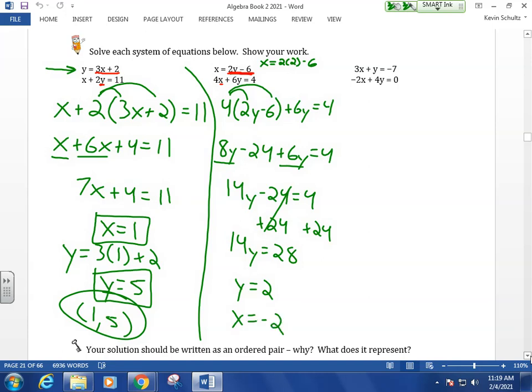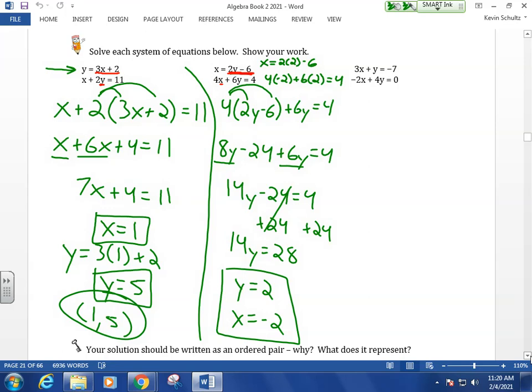Okay? For those of you who like to check your work, which I recommend that you do, since we used the top equation to get that negative 2, we really only need to test it in the bottom equation. And if that one works, then we can be confident that we've got our correct solution here. So 4 times negative 2 plus 6 times 2 equals 4, just replacing x and y with the values that we got. Does negative 8 plus 12 equal positive 4? Yes. So it checks out, and we're good to go. Okay?